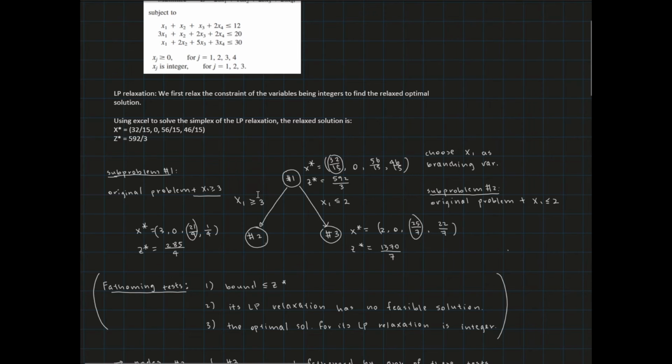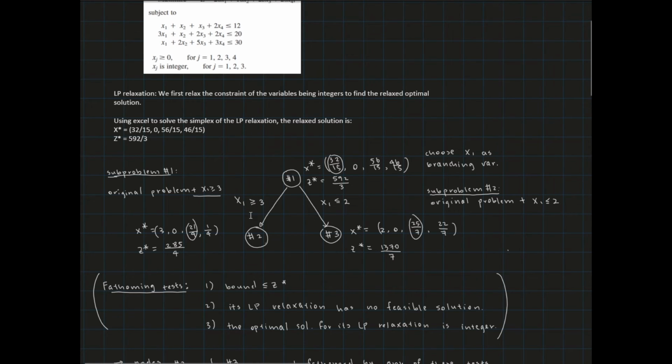And now we're going to take the floor and the ceiling of that, and we're going to search on both sides, meaning we're going to take the ceiling, which is 3, and search anything greater than or equal to 3. And then we're going to take also the floor, which is 2, and search anything less than or equal to 2. Now the great thing about an integer problem is that x1 is constrained to be an integer. Therefore, we know that there's no actual space between 2 and 3 in which x1 can exist.